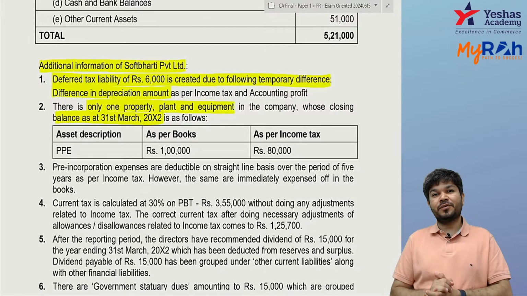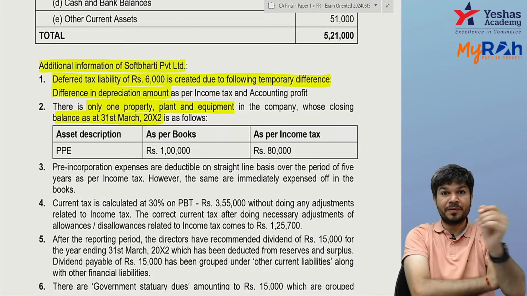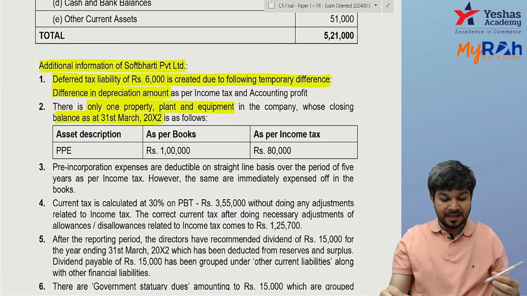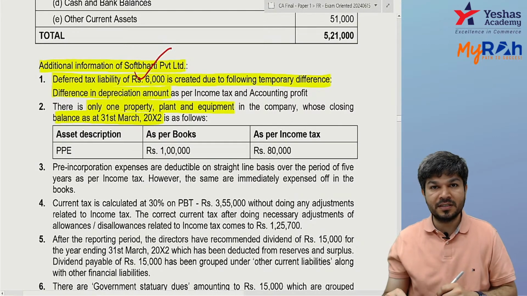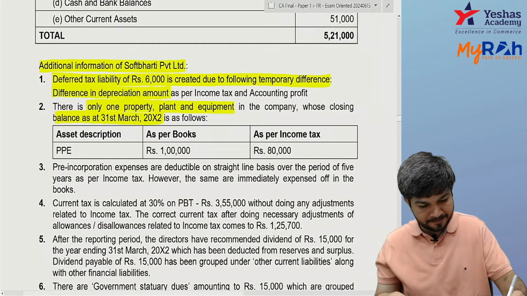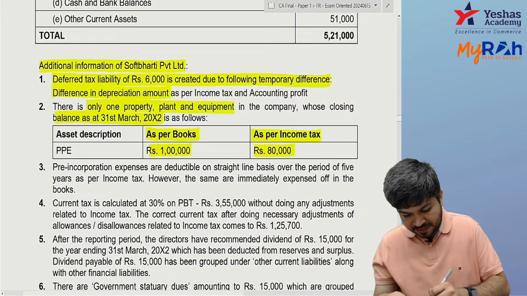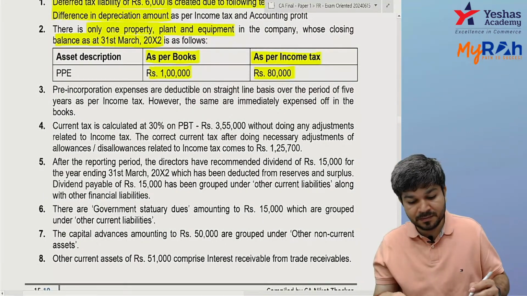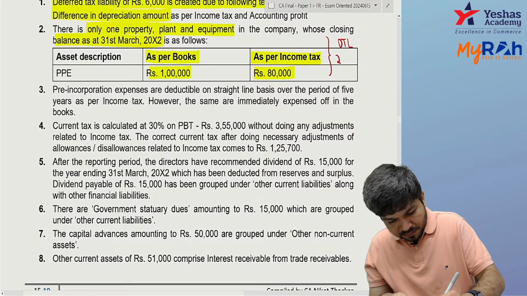Asset in books is more. We get more economic benefit. We are going to pay more tax in future. DTL: 20,000 ka 30%. This is 6,000 DTL. Did you get it? 20,000 ka 30%, 6,000 DTL. As per books, 1 lakh. As per income tax, 80,000. So DTL is 20,000 ka 30%. Which is already there.